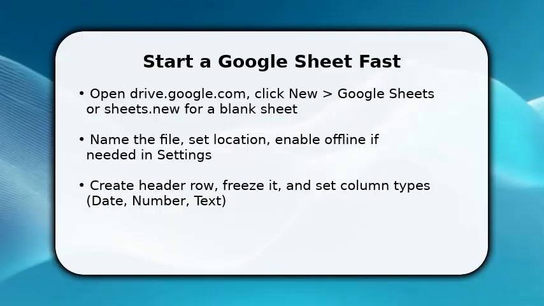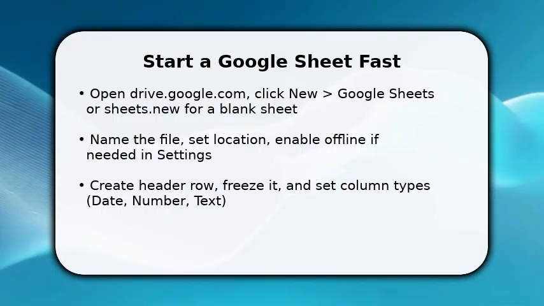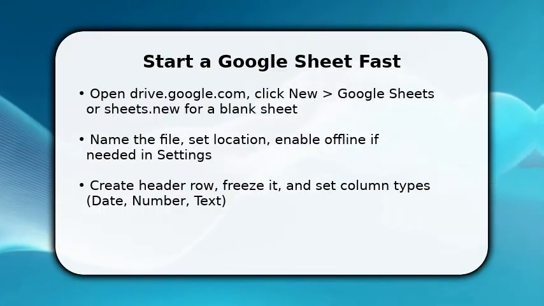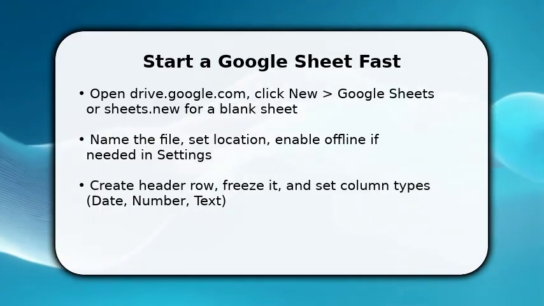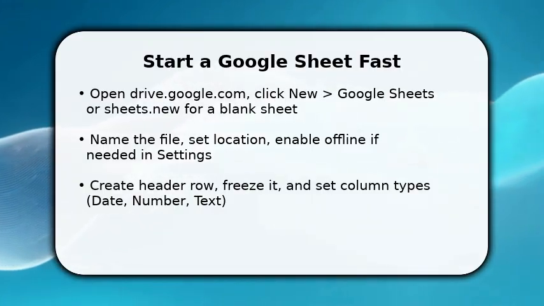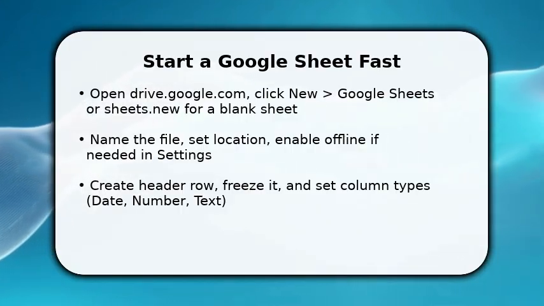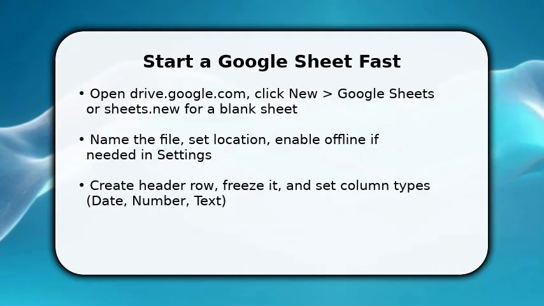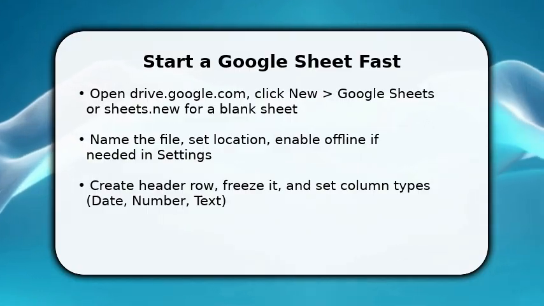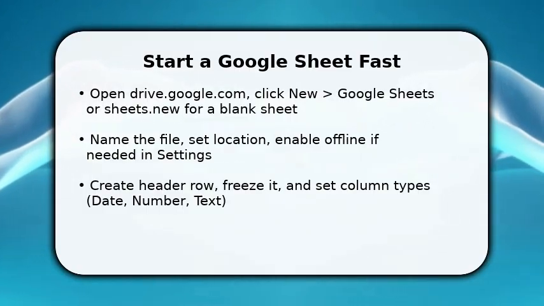You'll begin by creating a sheet and preparing structure. Open Google Drive or type Sheets.new to launch a blank file, name it and pick a folder. Once done, freeze the top row so headers stay visible, then assign column types like date or number to avoid later errors. Make sure to enable offline access if you'll work without internet. These first steps reduce rework and keep data consistent as you move into formulas and sharing.